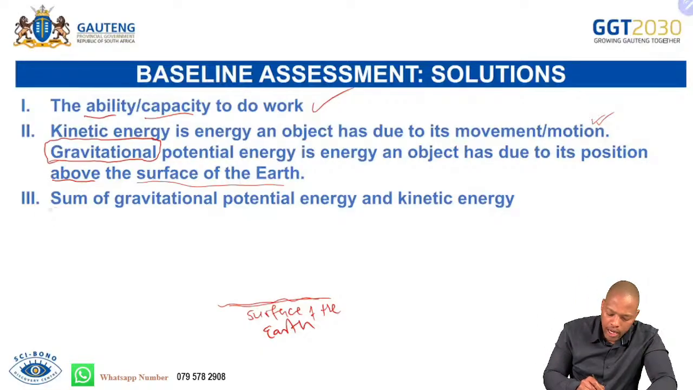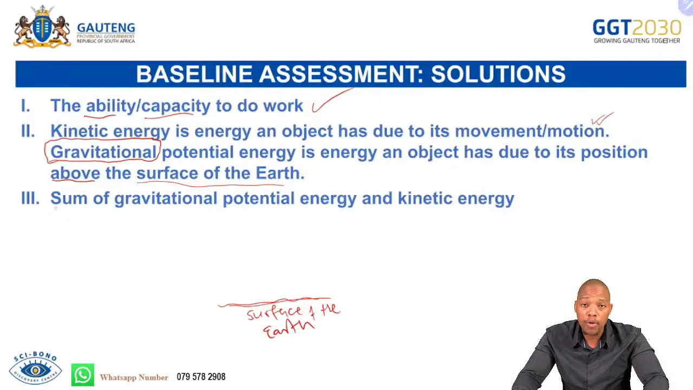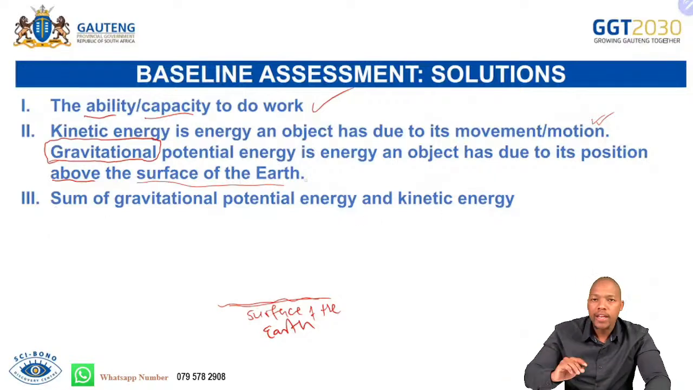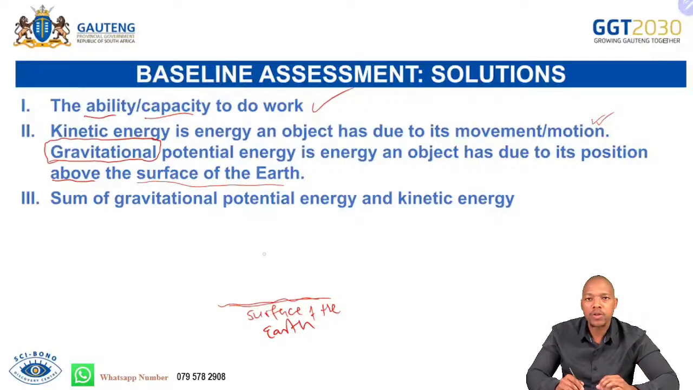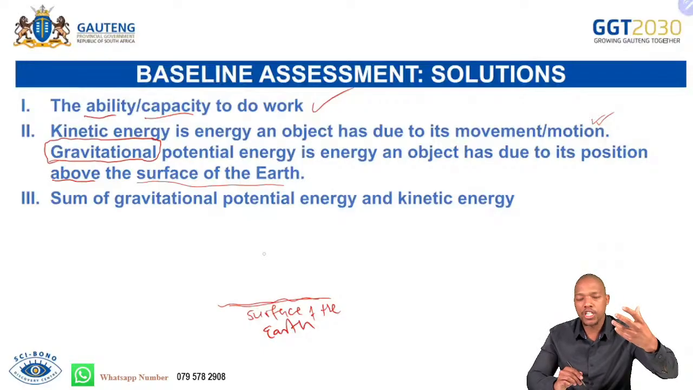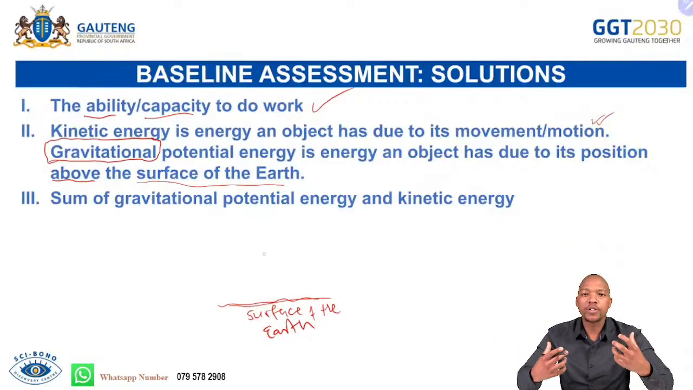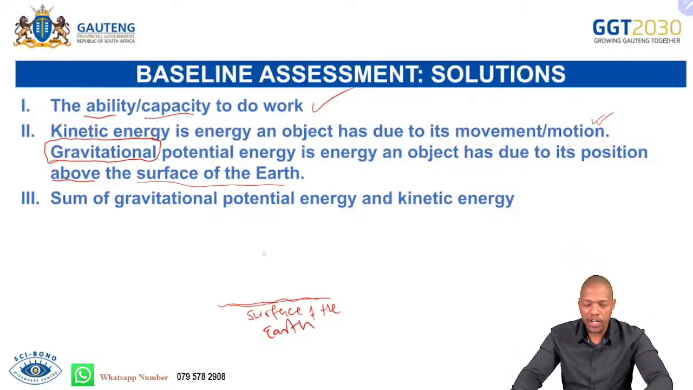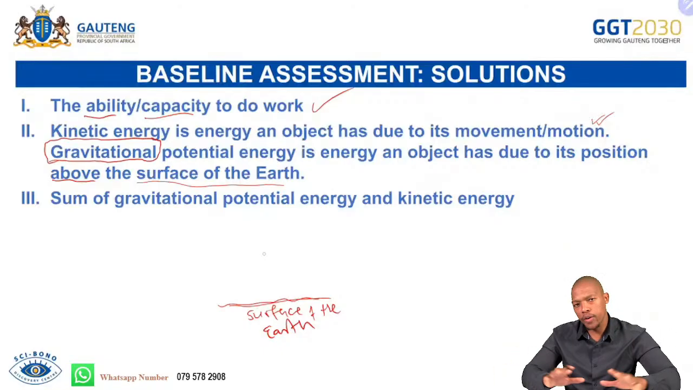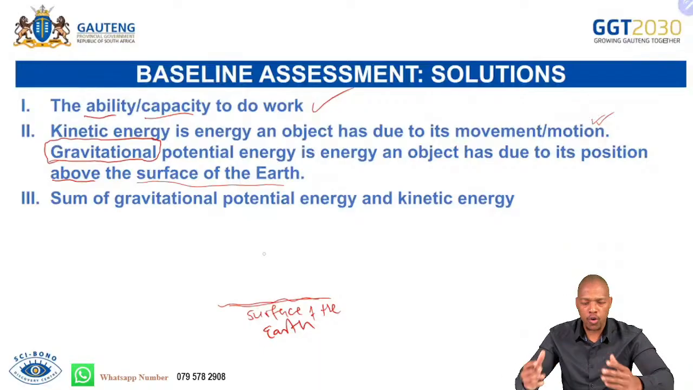And then the third answer that is expected from a grade 12 learner coming from grade 10 is that mechanical energy is the sum of gravitational potential energy and kinetic energy. So when you are now adding the gravitational potential energy that we were talking about here, the energy an object has due to its position above the surface of the earth, with the kinetic energy, which is the energy an object has due to its movement. And then my added question there, I'll simply turn it into a free body diagram just to sort of remind everyone of drawing of free body diagrams there.